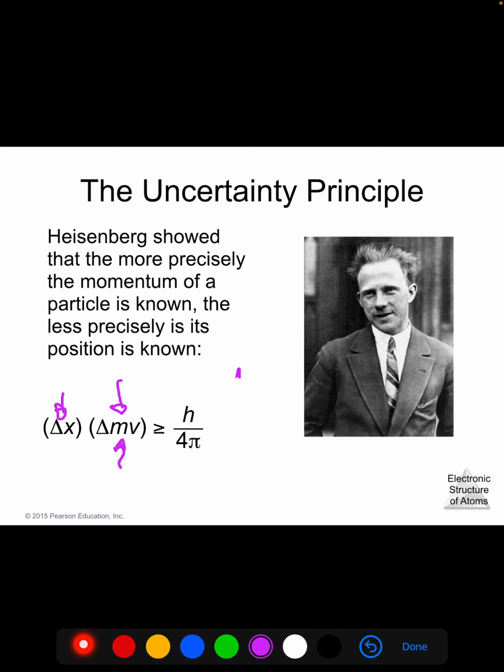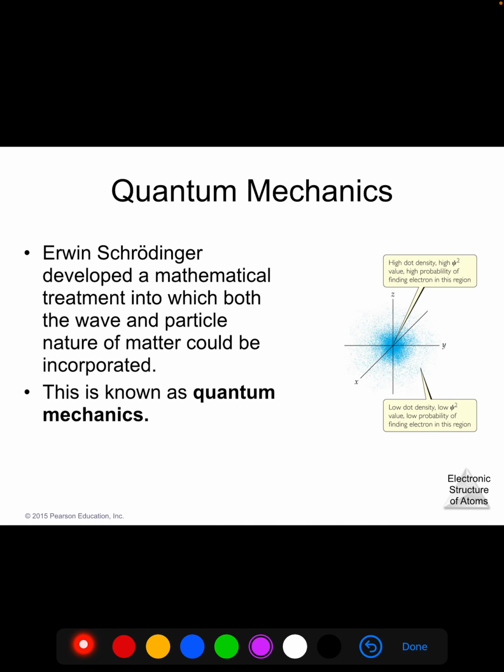But the point is, you can either know how fast you're going, or the momentum, the mass times the velocity, or you can know your location or your position. But the more certainty you have in one, the greater uncertainty you have in the other. You can't know them both with certainty.